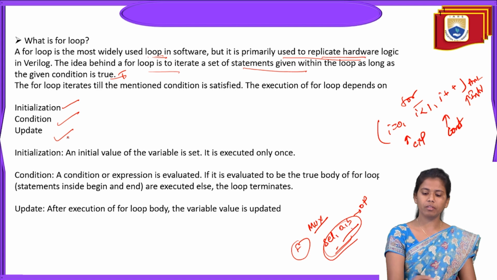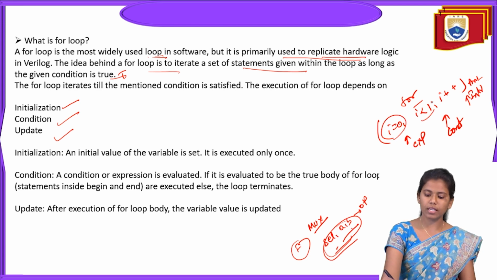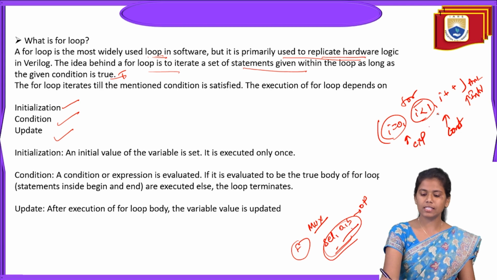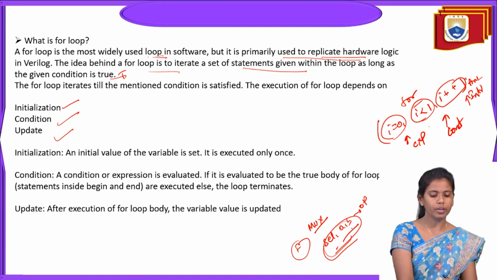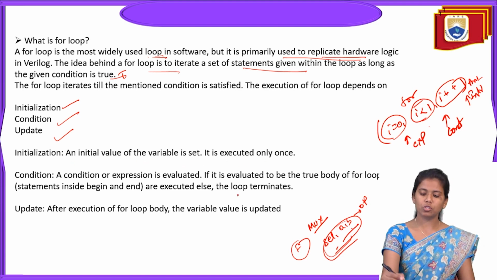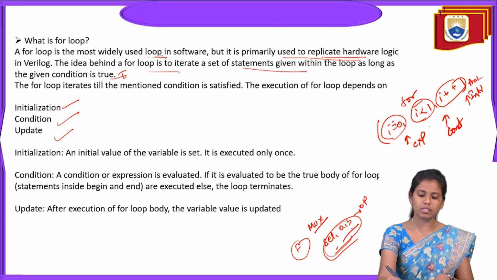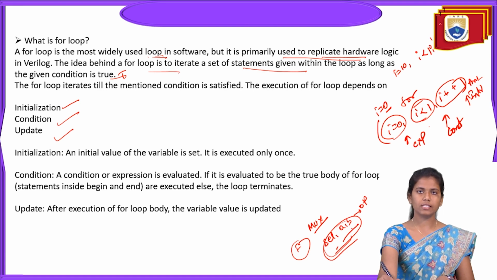So first we initialize, and then the condition goes like this: i less than 1, and then this is the update. The initial value of the variable is set, and it is executed only once. That means i equals 0, some value is set. For example, I can take i equals 10, so that it becomes i less than 10, i plus plus.